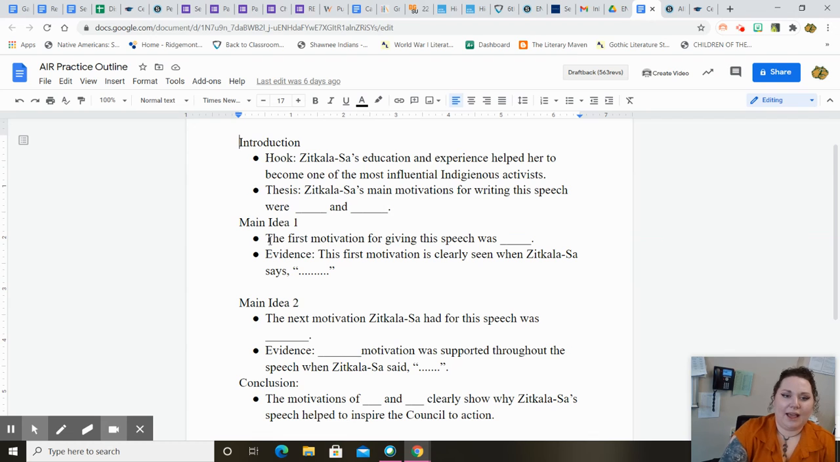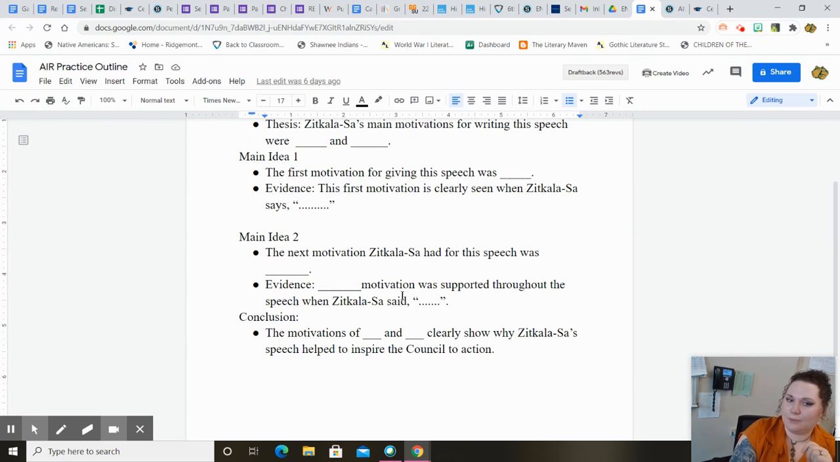Your topic sentence has to provide the transition. So I put the first motivation; in this one, you can see the next motivation. You're transitioning, showing how you're moving your idea forward, and you give the main idea. Okay, main idea 1. Bam. So the topic sentence has to have that. Then for your evidence, you want to choose the best possible quote from this passage to support that main idea. You always want to make sure you're introducing your evidence. So I introduce my evidence here by saying, the first motivation is clearly seen when Zitkala-Ša says, blah, and you give me whatever quote best supports the main idea you gave here.